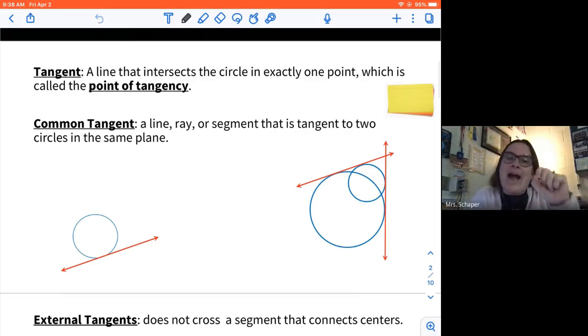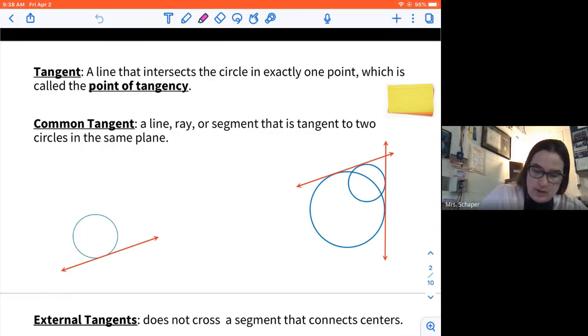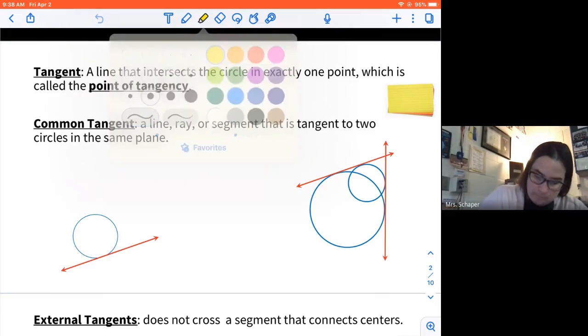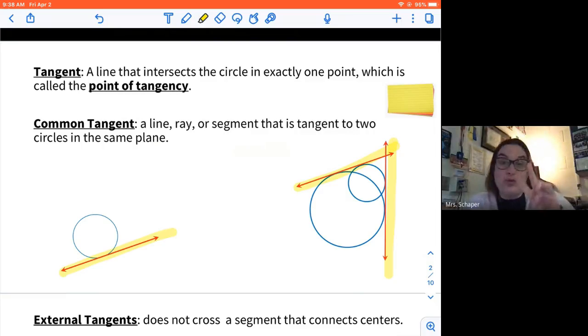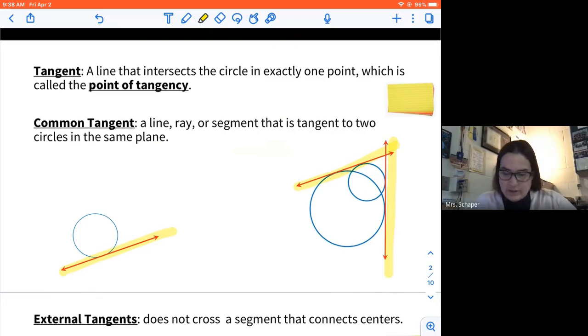All right. A common tangent is a line or a ray or a segment that is tangent to two circles in the same plane. Sorry, not the same place. Okay. So we have a tangent right here. And then this is a common tangent because it's intersecting two different circles. Now, what's an external tangent?